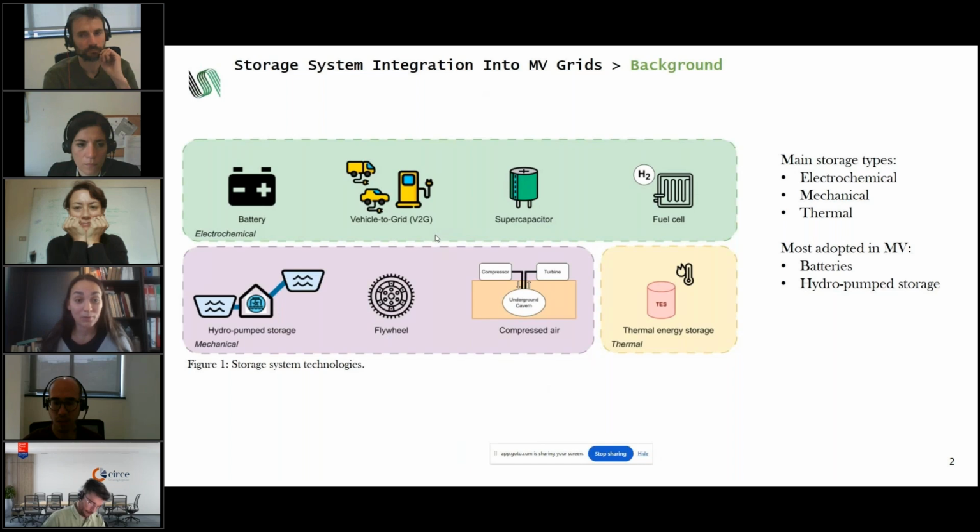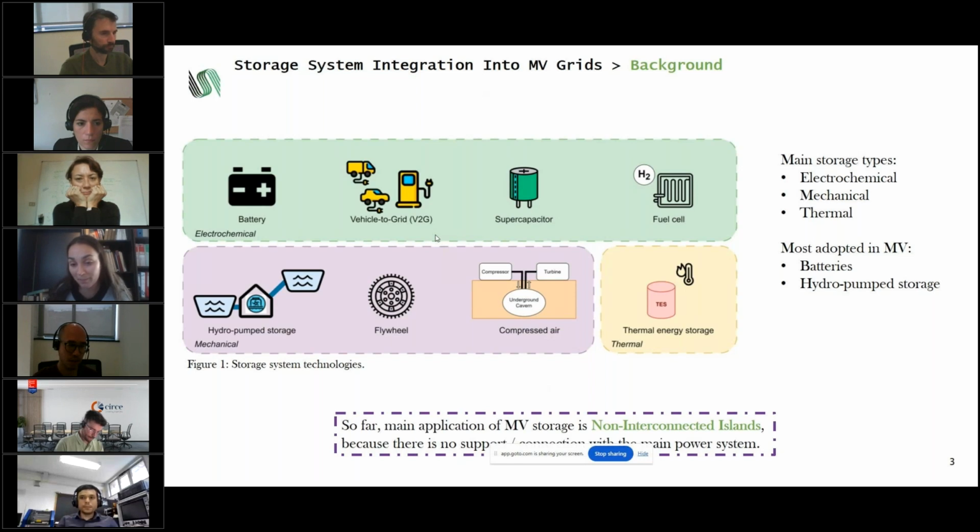Well, to begin with, about storage systems, there are several types of technologies. The main storage types are electrochemical, such as batteries, supercapacitors and fuel cells. Then we have the mechanical types, like hydropump storage, flywheel, compressed air, and so on. And of course, we have thermal energy storage. Now, in medium voltage, the most adopted storage types are the batteries and then the hydropump storage systems.